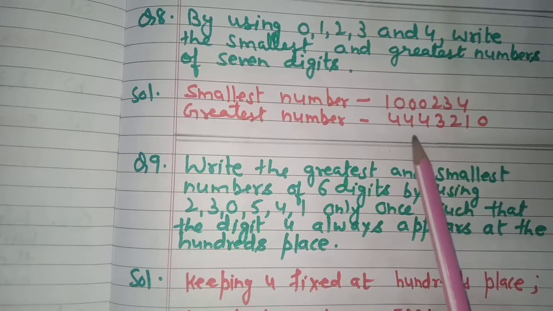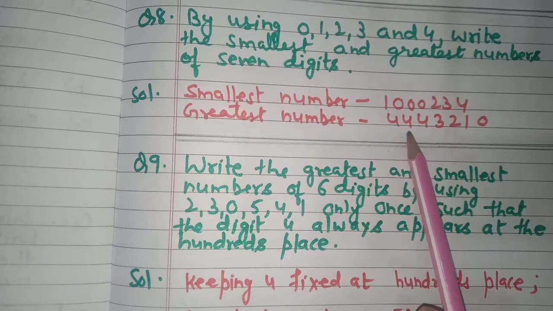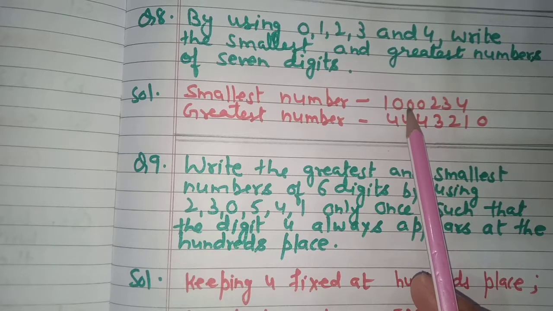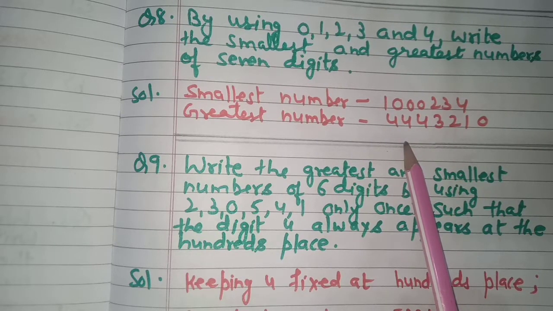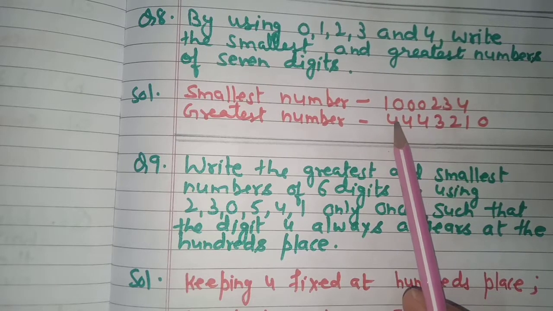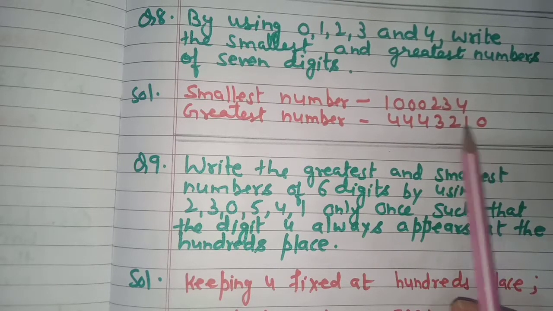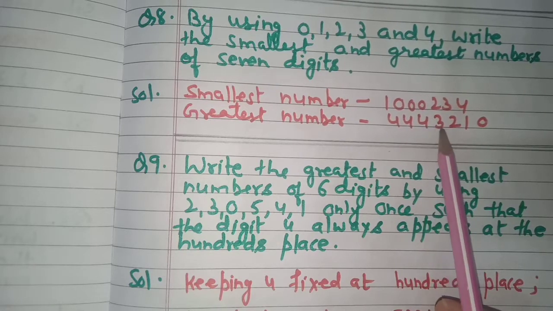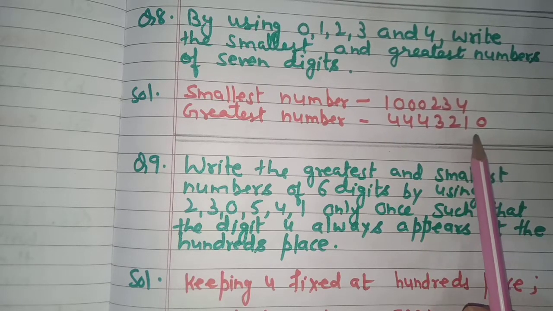For writing the greatest number, we have to write these digits in descending order and repeat the greatest one. It means we have to write the greatest digit, that is 4, three times, because 5 digits are already given. Fine. So 4443210, that is 44,43,210, will be the greatest 7-digit number.